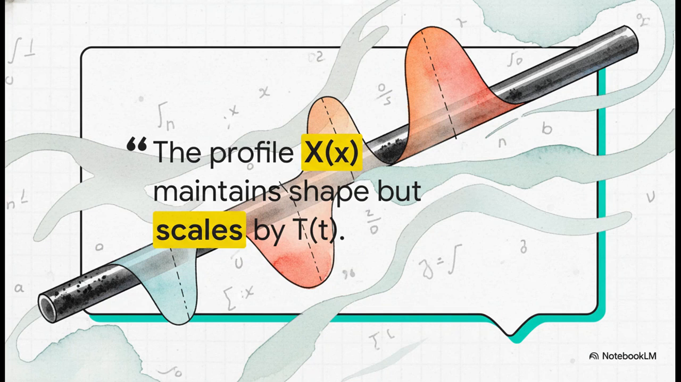This quote just perfectly captures the intuition here. Think about it. Imagine you have a temperature profile along a hot metal rod. That's your X(x). Our assumption means the shape of that profile doesn't change. It just gets scaled up or down over time by that T(t) function. It's like a single shape that just fades away as the rod cools.